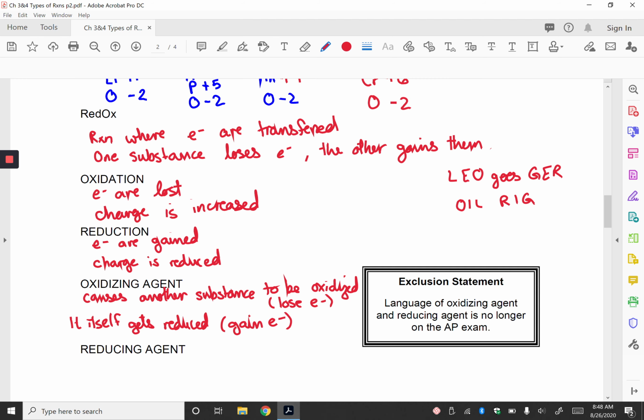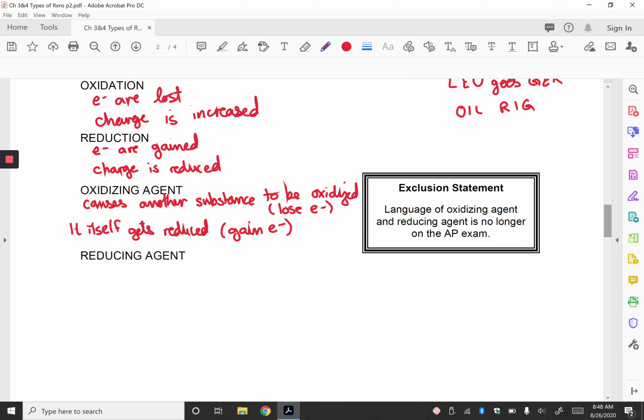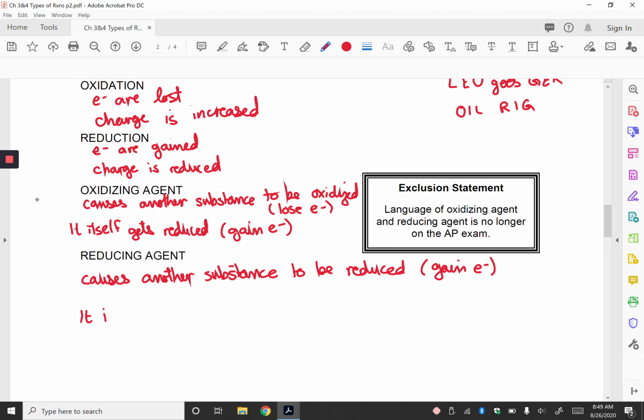So similarly, a reducing agent is something that causes another substance to be reduced. Which means it causes that substance to gain electrons. And so how does it do that? Because it loses electrons, it gets oxidized, so it forces something else to gain those electrons that it doesn't want. So it itself gets oxidized, which means it loses electrons.